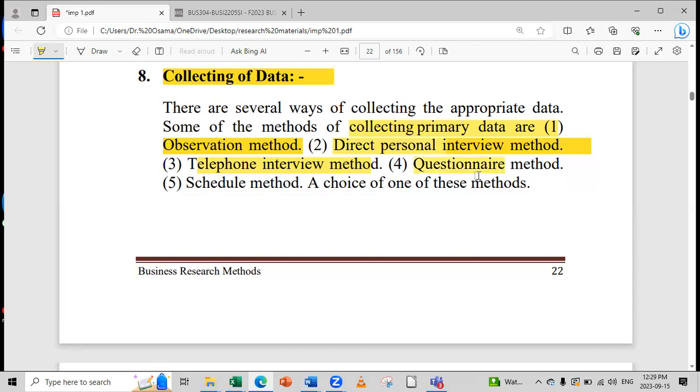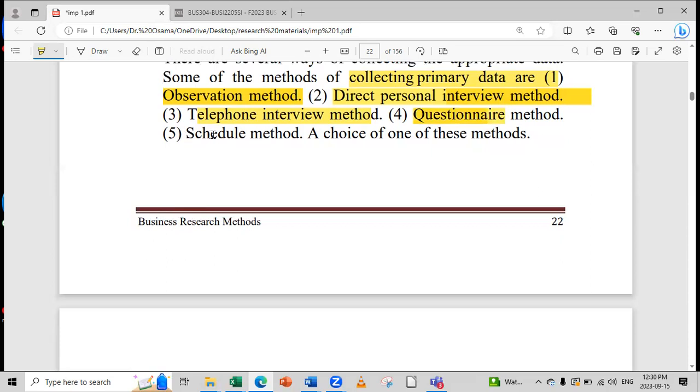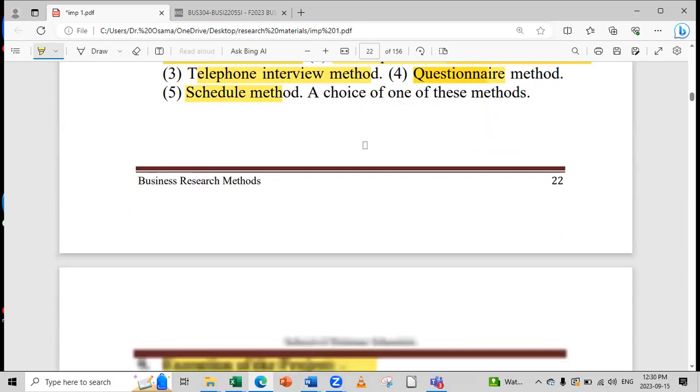Questionnaire: everybody knows the questionnaire, guys. You know the questionnaire, right? Whenever you go anywhere, you will find a questionnaire. If you are going in an Uber, he will tell you to rate the driver. If you go for a flight, like Air India for example, rate our work. They send many questions, and you have to answer these questions. This is called a questionnaire, from the word question, as you see. Schedule methods: a choice of one of these methods.